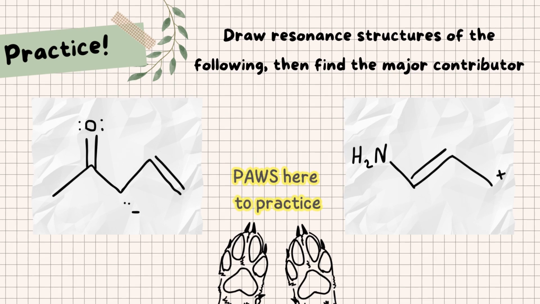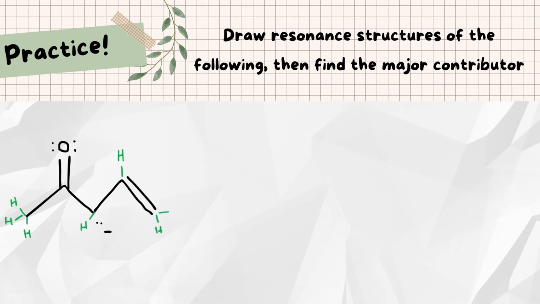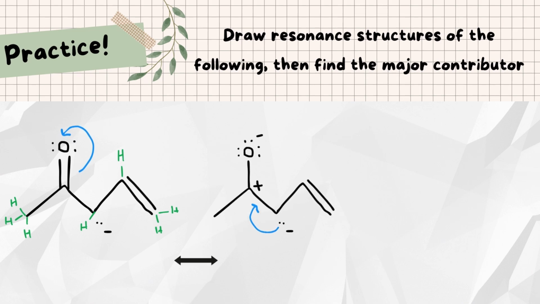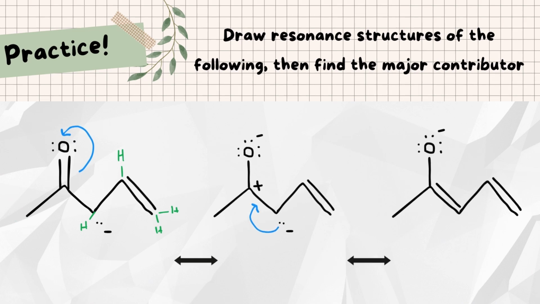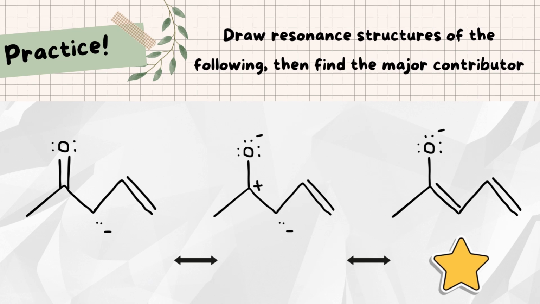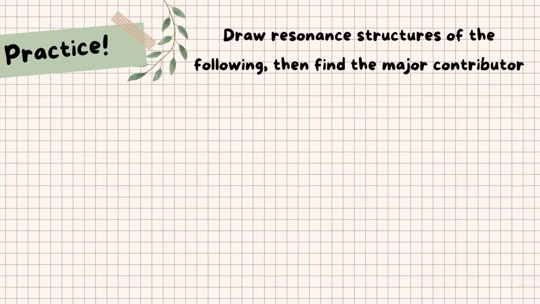Alrighty, let's see how you did. Here are resonance structures for the first one. Check your work with mine and let me know how you did. Now, with the arrows and hydrogens out of the way, take a look. Which one did you pick as the major contributor? Yeah, that last one. Full octets and only one charge, just like the first one, but instead the charge is off of carbon and on that oxygen. Much better. Let's see that next one.